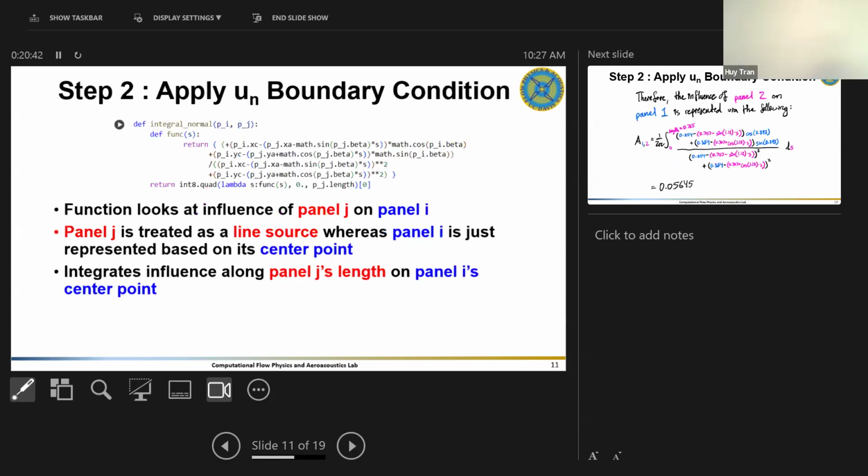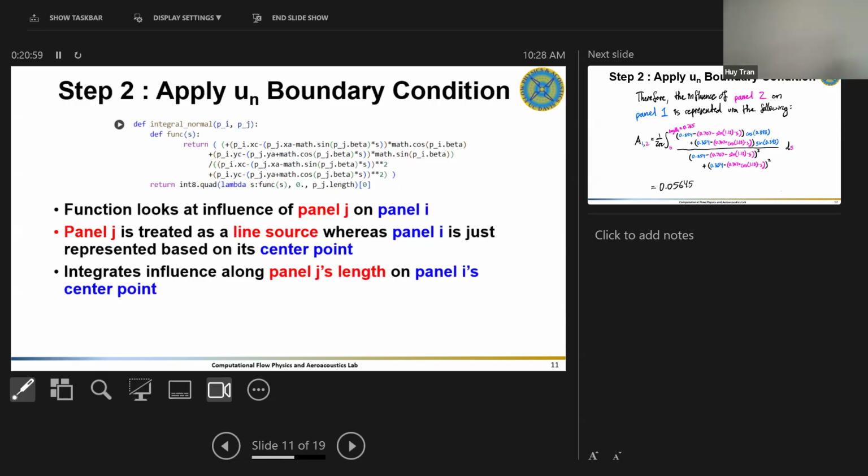And then here's the best part. Essentially, that integral, what we're looking at is the influence of panel J on I. Unfortunately, I don't have the color coding here. It's on the next slide. But so panel J and panel I. Every panel is a line source.